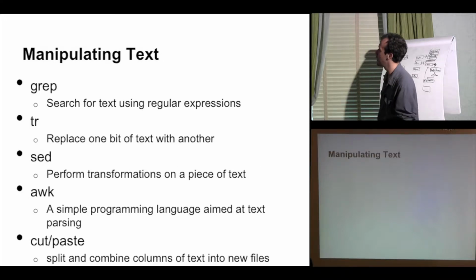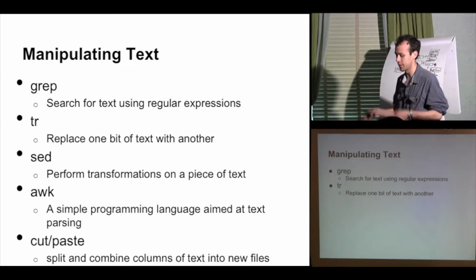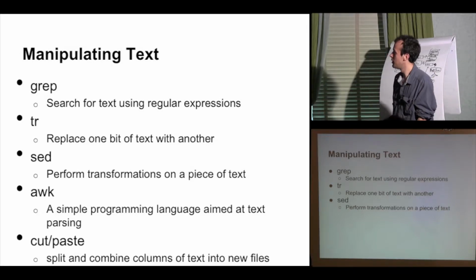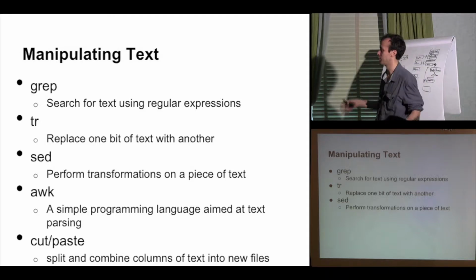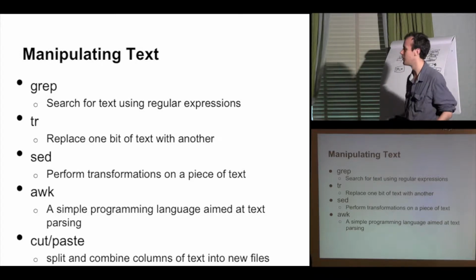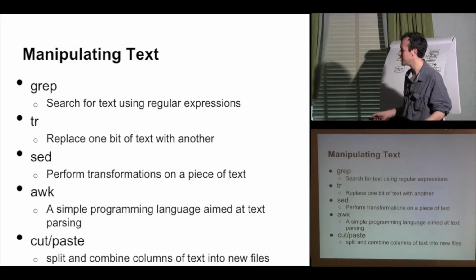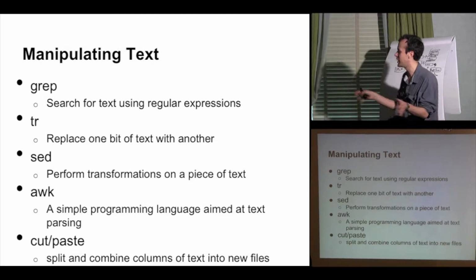A lot of things that we do involve trying to manipulate text. So I'm going to talk about a whole bunch of text manipulation command tools next. There's grep, which searches for text using regular expressions. There's tr, which stands for translate or transform, and it takes one piece of text and replaces it with another. There's sed, which performs more complicated transformations on a piece of text that you can define. There's awk, which is actually a real programming language designed for manipulating text. There's also Perl. There's cut and paste, which are two commands used for splitting and combining columns of text.